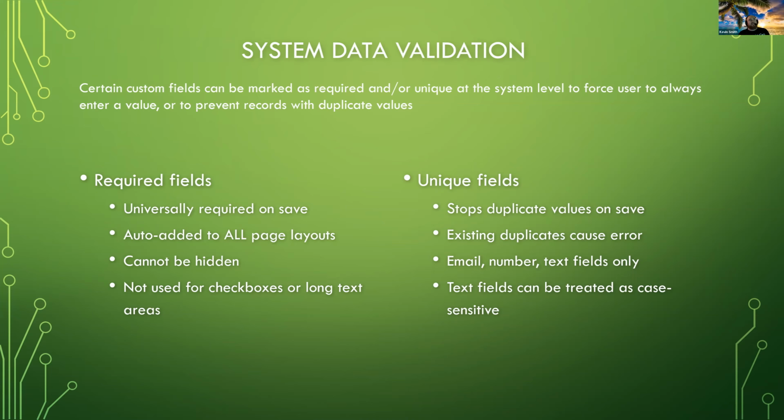So unique fields stops duplicate values on save. Existing duplicates cause error on unique fields. See, the way that this was all written was confusing to me to an extent. So I'm hoping for maybe more detail on that part. Unique values stops duplicates on save. That's what you're questioning. Yes.